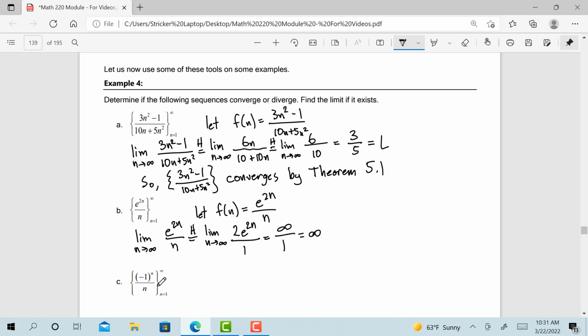So what can we say about the sequence in this case? Does the sequence converge or diverge? Yeah, it diverges. So e to the 2n over n diverges by theorem 5.1.